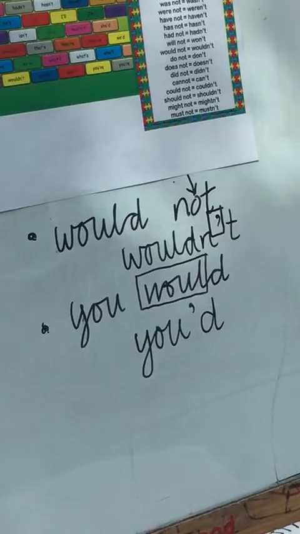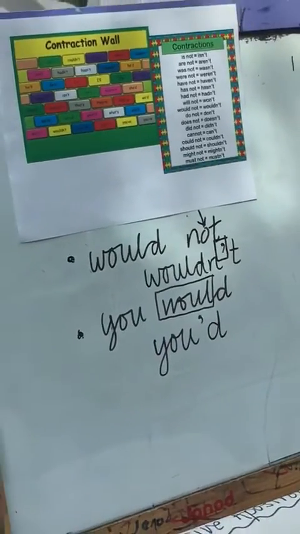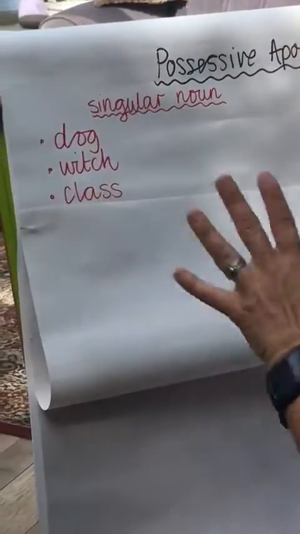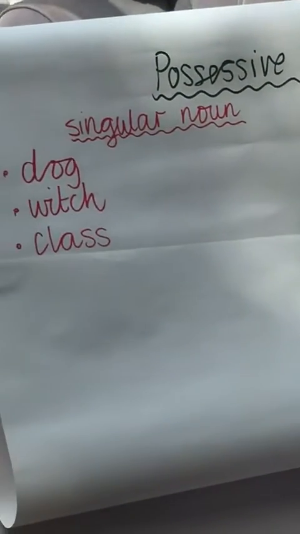Okay, so there's contractions. We've done them before. We did them shortly before Easter, so you should be pretty good at those. So let's take a look at the other use of an apostrophe. So this time we're looking at possessive apostrophes. We need to follow the rules for this.